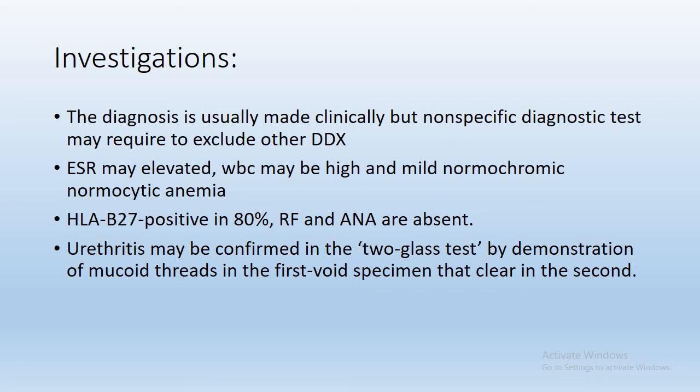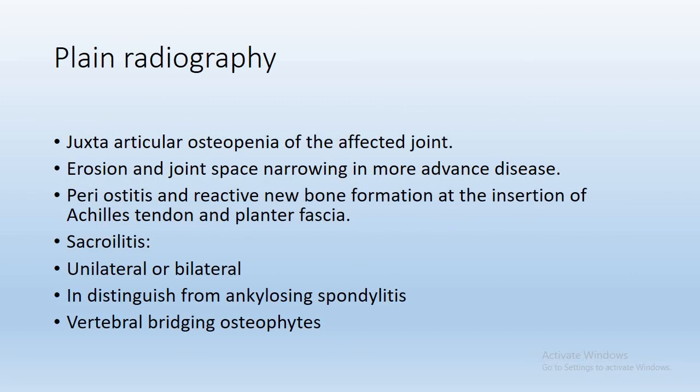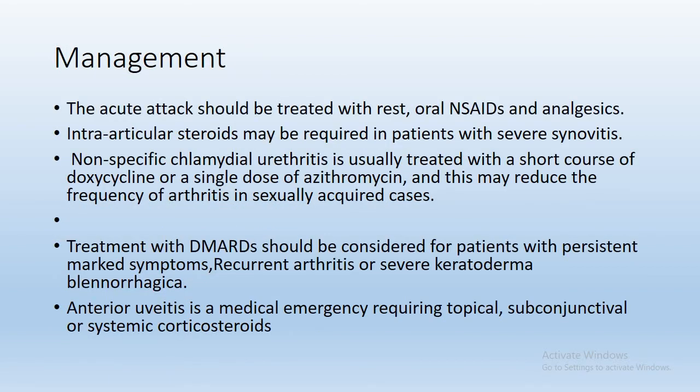Urethritis may be confirmed in the 2-glass test by demonstration of mucoid thread in the first void specimen that clears in the second. Plain radiography shows just articular osteopenia of the affected joint, like rheumatoid, erosion and joint space narrowing in more advanced disease, periostitis and reactive new bone formation at the insertion of Achilles tendon and plantar fasciitis. Sacroiliitis may be unilateral or bilateral, indistinguishable from ankylosing spondylitis. Vertebral bridging osteophyte is sometimes seen.